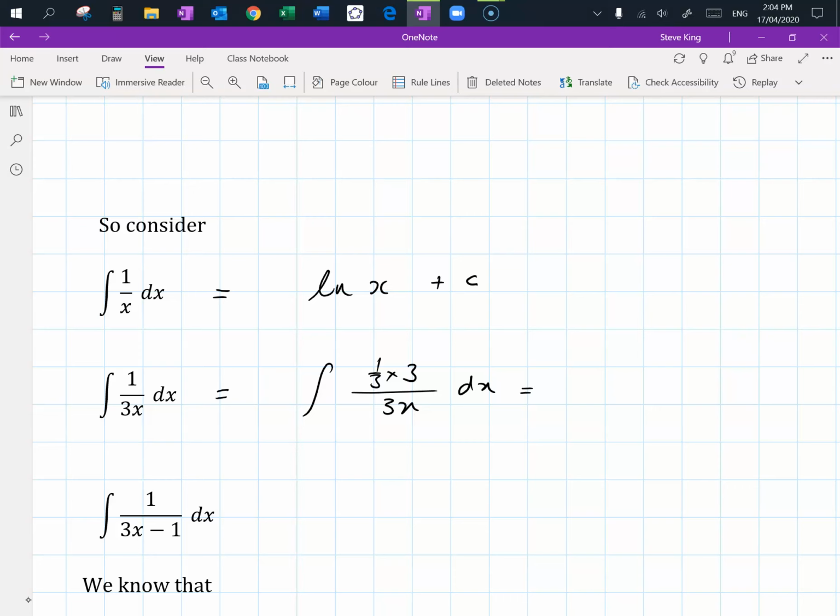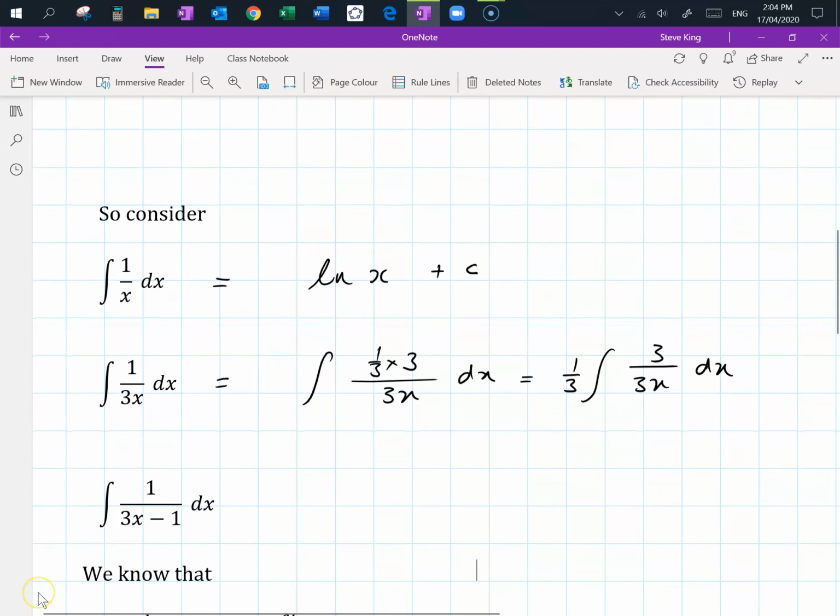Now I can take out that 1/3, and I'm going to be left with the integral of 3 over 3x dx. Now the top is the derivative of the bottom, and that allows me to say, okay, well, that means I'm going to have the ln of 3x, not dx, plus c. Remember, I've got to ask myself, what did I derive to get to my function that I'm trying to integrate?